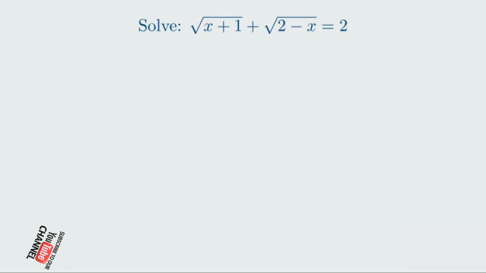The main idea is to get rid of the square roots, which we can do by squaring both sides of the equation. However, there's a crucial step we must take first to avoid creating an even more complicated problem.